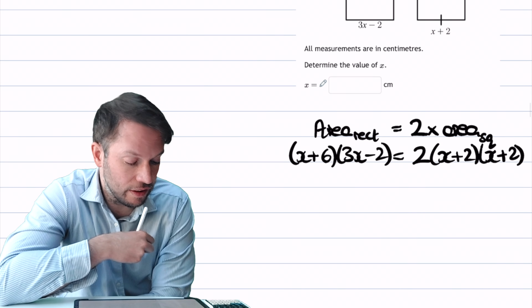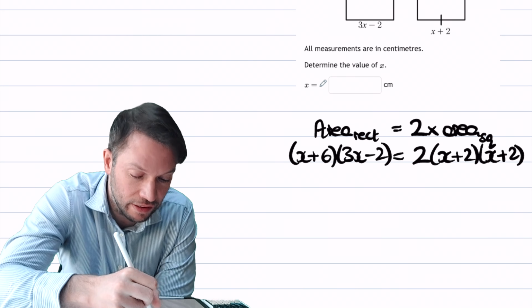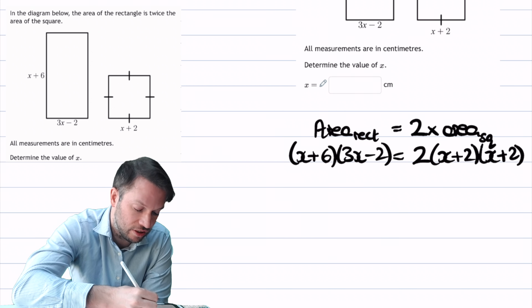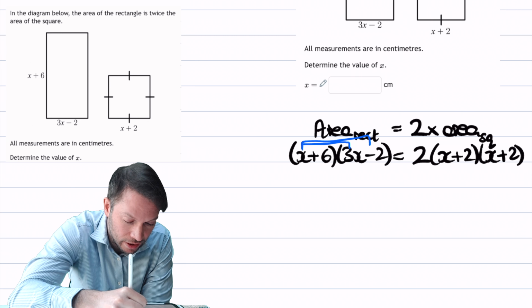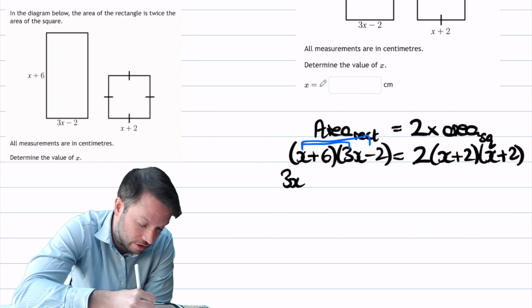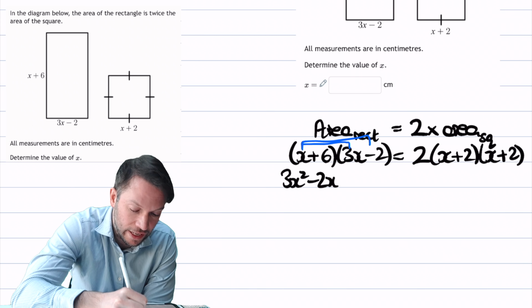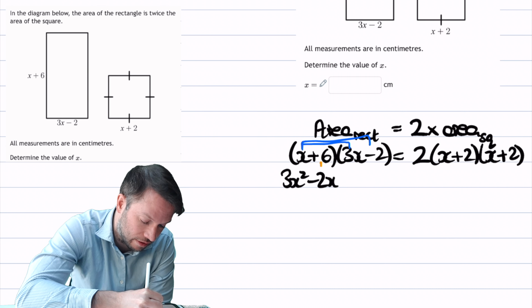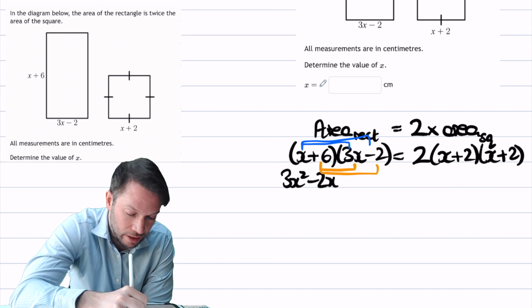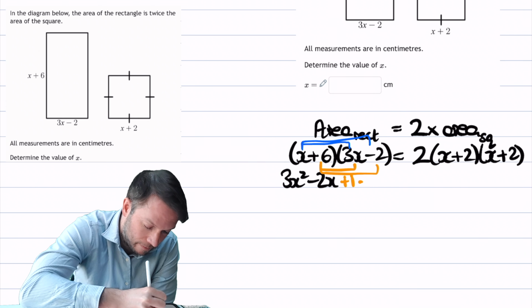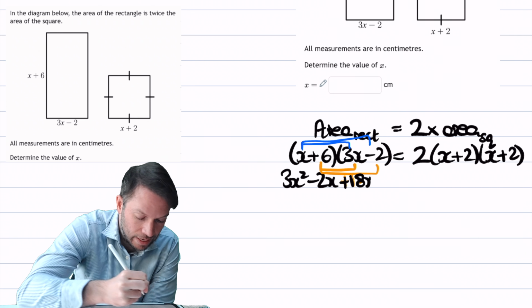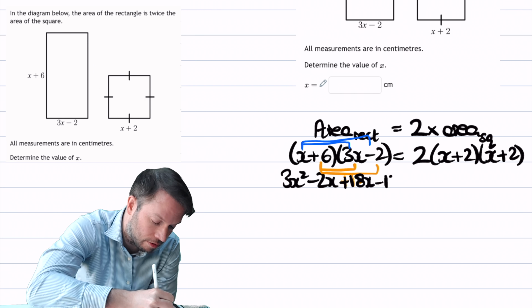So what I'm going to do first is multiply out brackets. I do each term in the first bracket times each term in the second. So I'm going to do the x times the 3x, the x times the minus 2 first. So we get 3x squared minus 2x. And then I'm going to do the second term in this bracket, so the 6 times each term in the second. 6 times 3x is 18x. And 6 times minus 2 is minus 12.